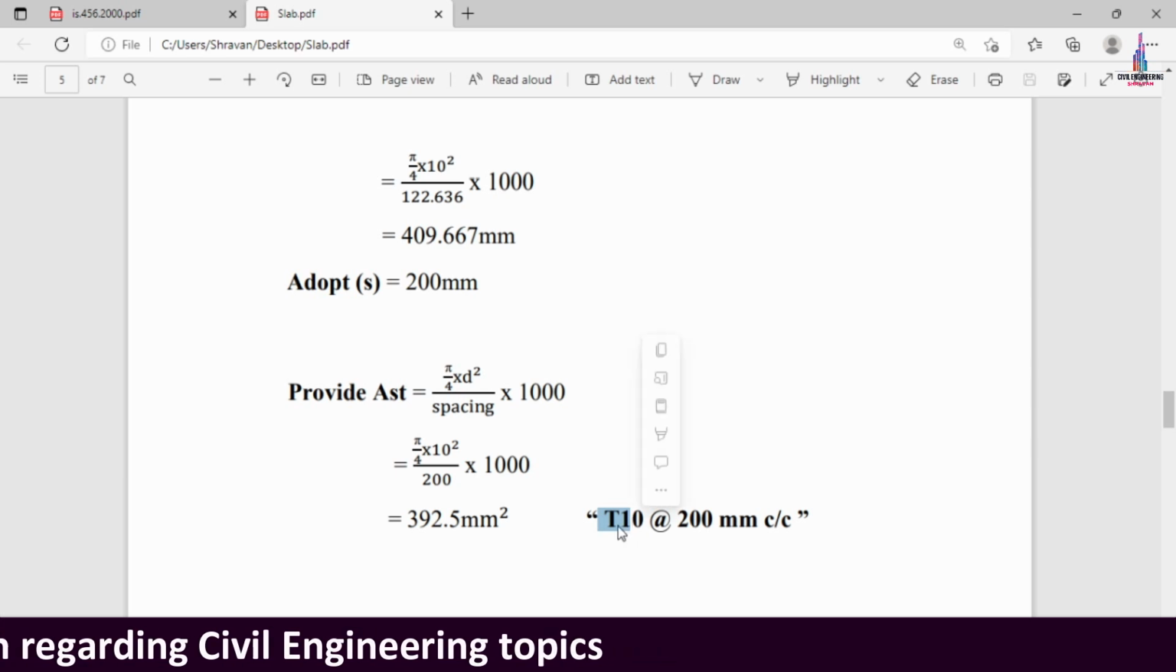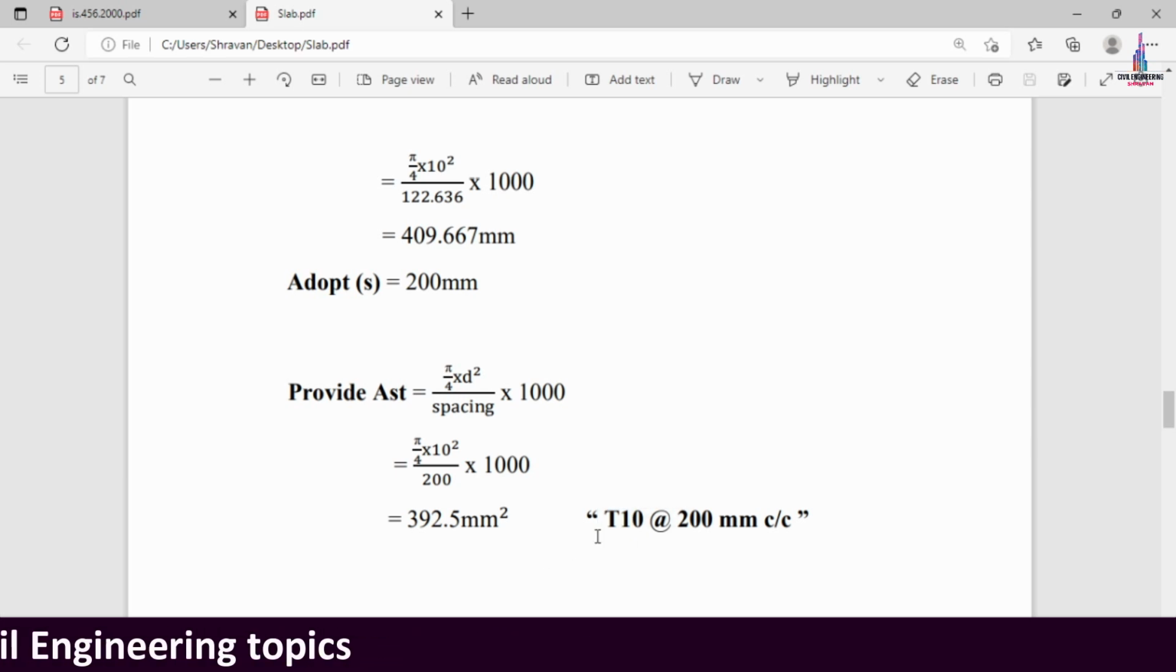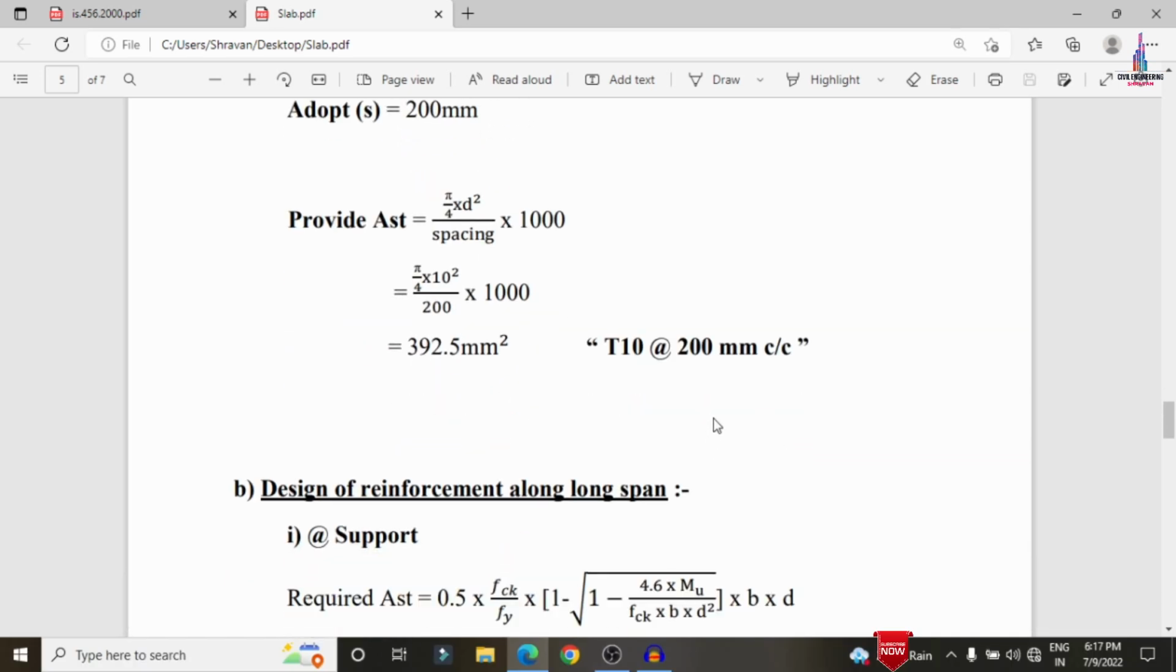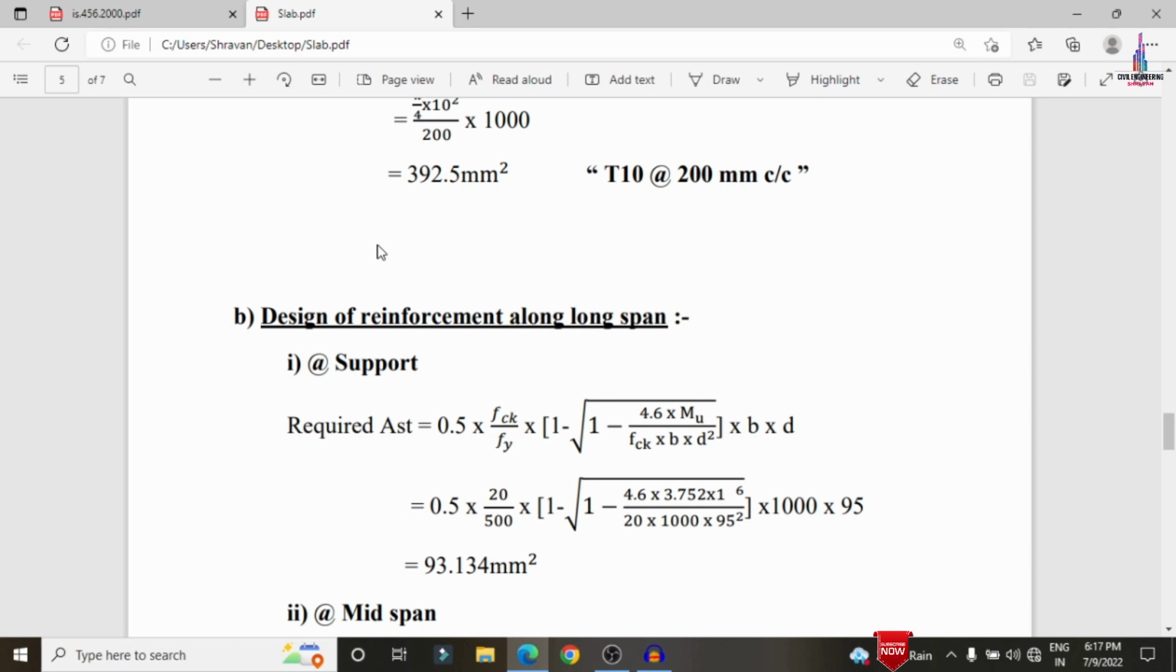Okay, so we have to provide the tension reinforcement, which is a 10 mm diameter bar placed at a distance of 200 mm center to center distance. This is the shorter span calculation. Again, in the same process, we have to do the longer span calculation, which is the same as the process provided for the shorter span.